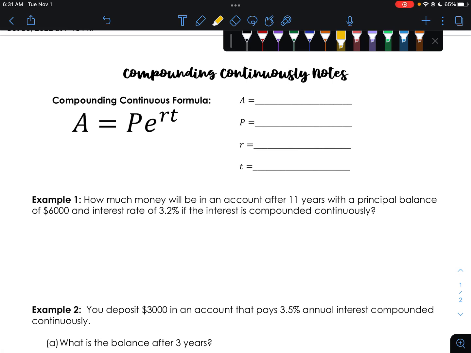Hi everyone, welcome to the video over compounding continuous notes. So this right here is our formula for compound continuous.